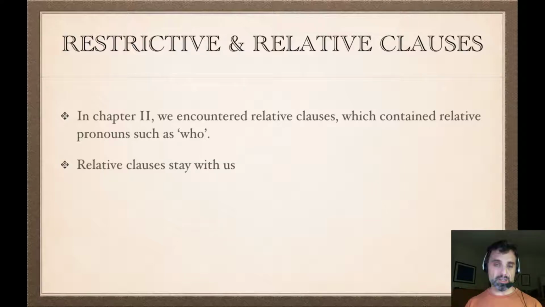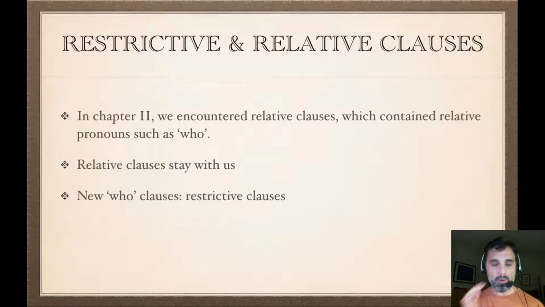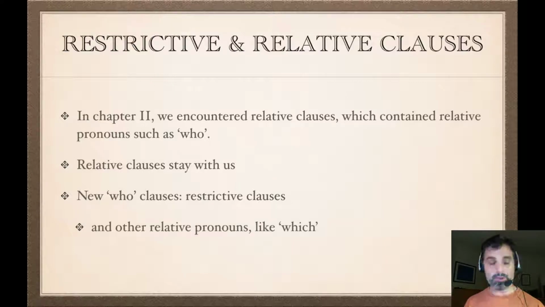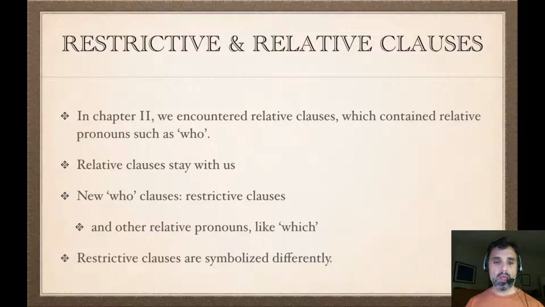Relative clauses stay with us in Chapter 3, but we're going to get new who clauses. We're going to have what are called restrictive clauses. And we're also going to have other relative pronouns like which, that, when, and so on. Restrictive clauses are symbolized differently than relative clauses, so you need to be able to distinguish them and understand how they're differently symbolized. Okay, so how does this work?